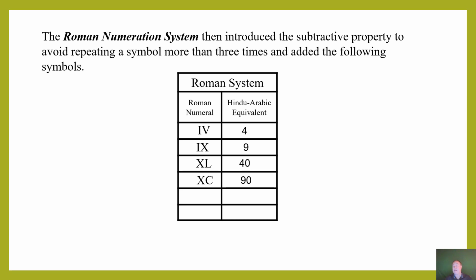The smaller value gets subtracted from the larger because the smaller one came first. So CD, that would be 500 minus 100, 400. CM would be 1,000 minus 100, 900. So these were the symbols introduced with the subtractive property. The whole idea was so you did not repeat a symbol more than 3 times when you wrote a numeral.